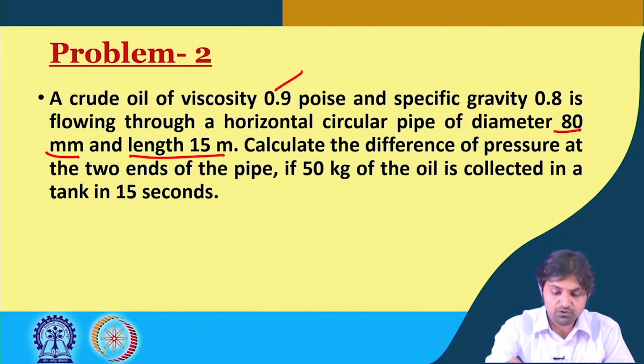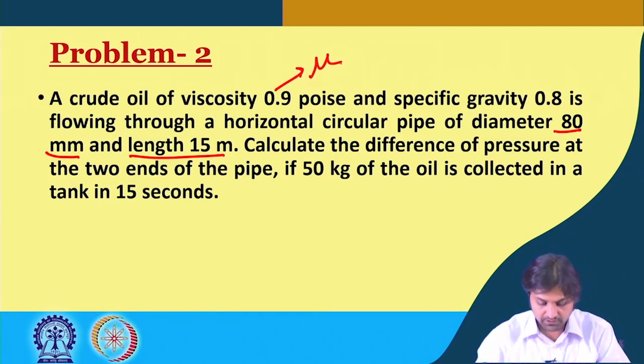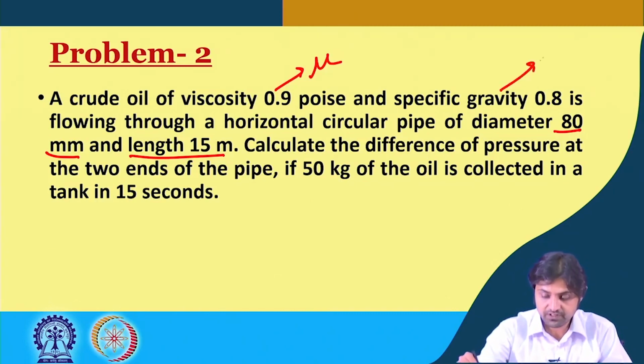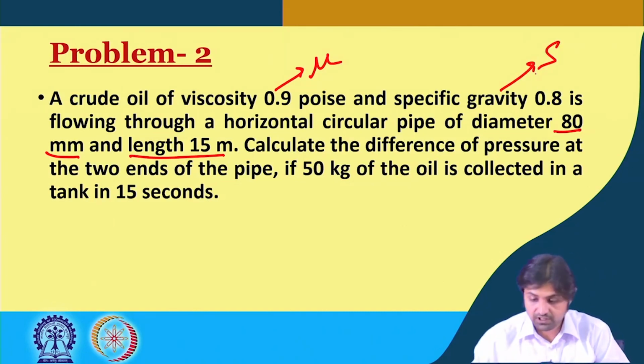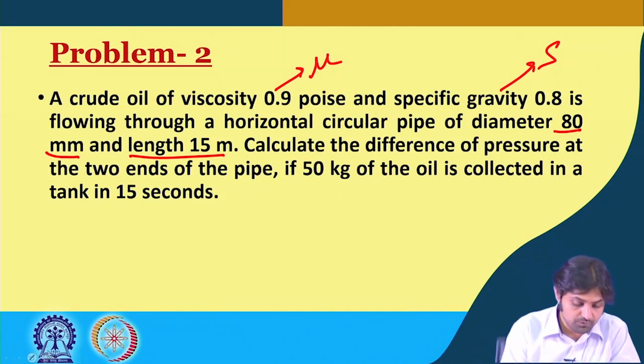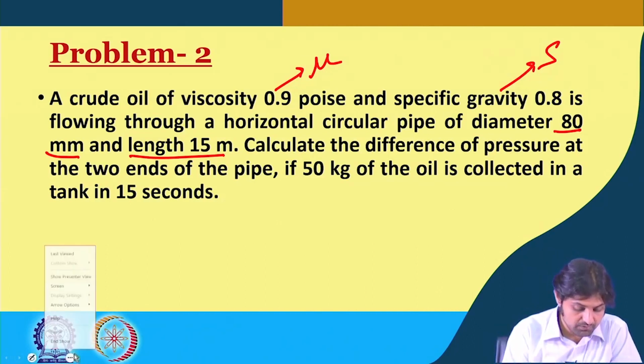So, we know this is mu. This is specific gravity, S is 0.8. We know the diameter is 80 millimeters and the length is 15 meters. So, going back to the white screen.